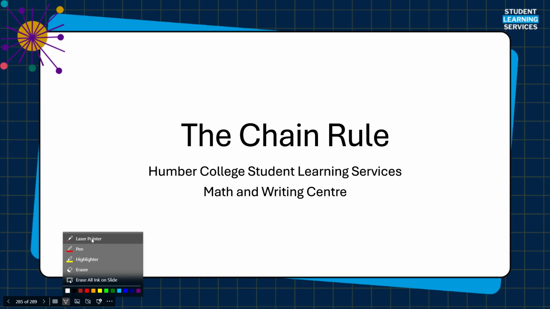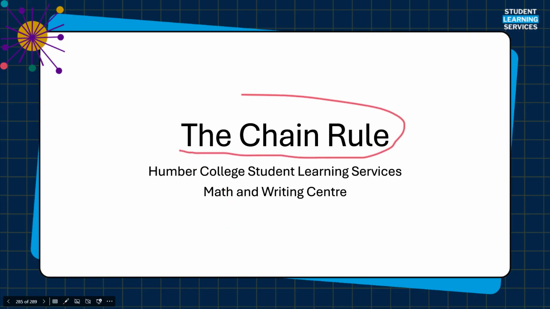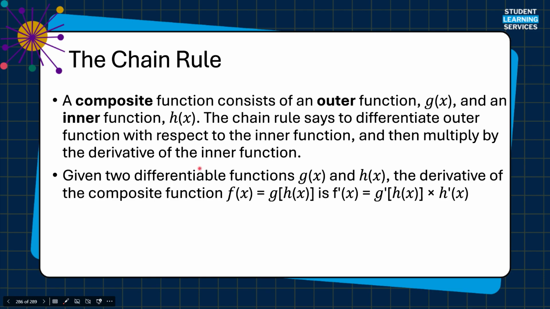We are the Math and Writing Center, and the video for today we're going to mainly talk about the chain rule. So what is the chain rule? To differentiate a composite function, which consists of an outer function and an inner function, the chain rule says to differentiate the outer function with respect to the inner function and then multiply by the derivative of the inner function. This is kind of wordy.